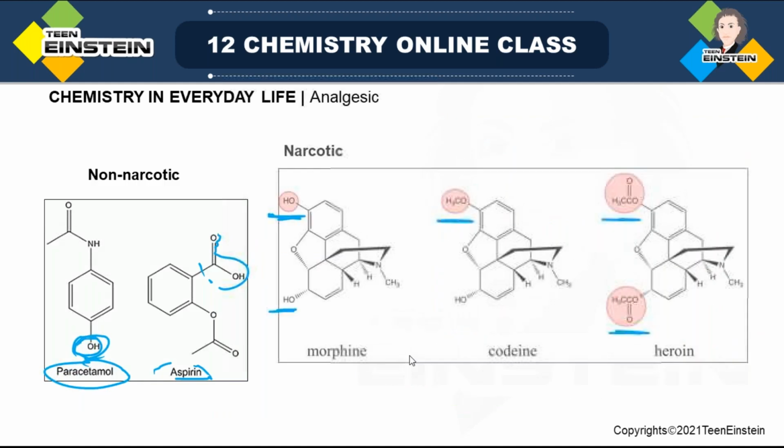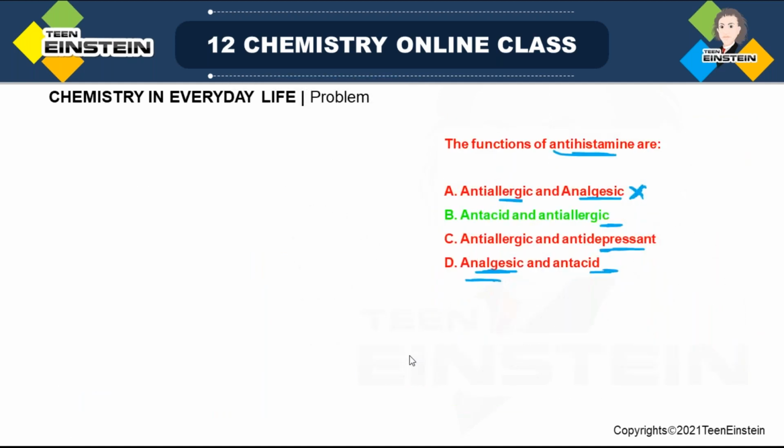Now if we look at this question, this should be correct. Why? Because it is related to antacid as well as it is related to allergy. But the other two names that are mentioned, that is analgesic and antidepressant, these two are not correct. So it has a dual role basically.